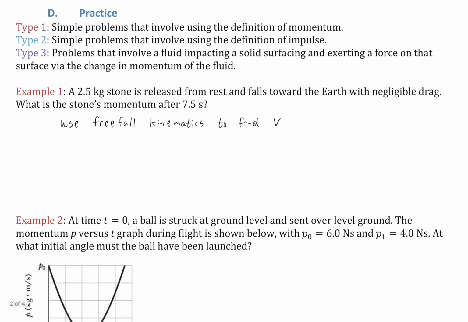Example 1. A 2.5 kilogram stone is released from rest and falls towards the earth with negligible drag. What is the stone's momentum after 7.5 seconds? This is just plain old free fall, something that's probably becoming familiar, an idea that maybe has sunk in. So you use free fall kinematics to find v. Here we have it. This obviously is going to become minus g, but here I wrote it as more general kinematics.